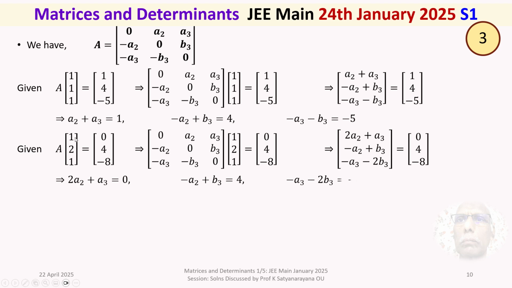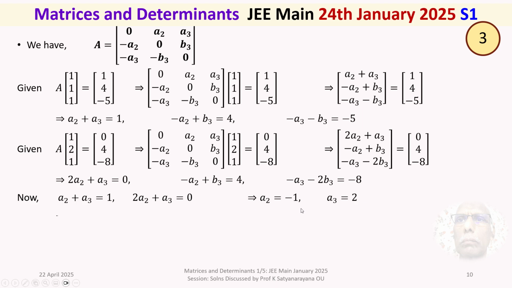Agreed. Now here we have a2 plus a3 is 1, 2a2 plus a3 is 0. Two equations, two unknowns, a2 and a3. Solving, you will get a2 is minus 1 and a3 is 2. It is left to you. It is very simple to solve.